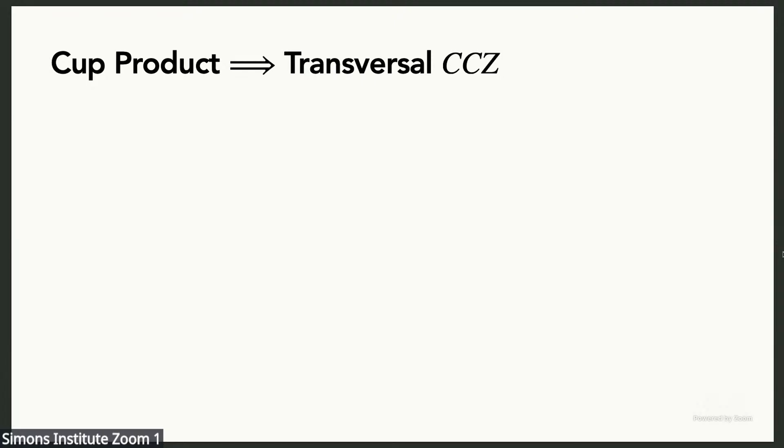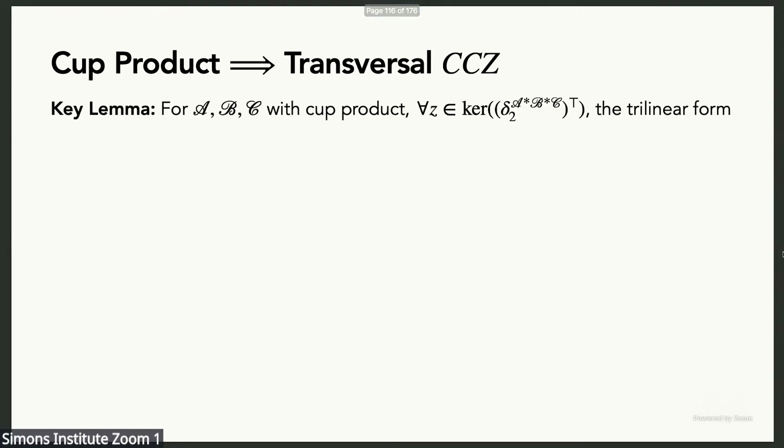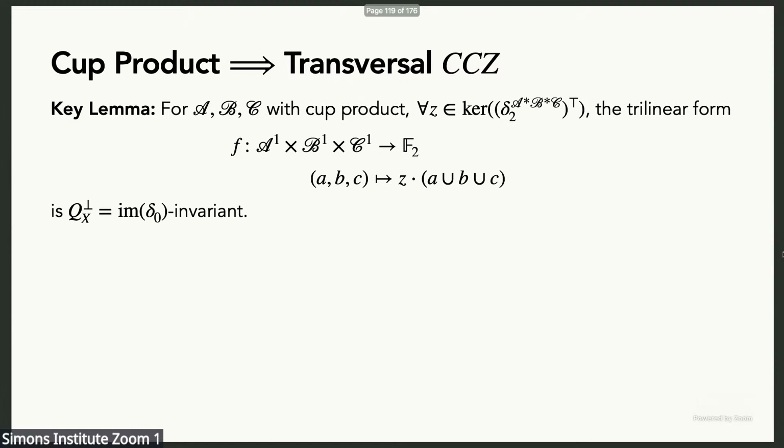Great, so why does the cup product imply a transversal CCZ gate? The key lemma here is that for any cochain complexes A, B, and C with a cup product, and for any element Z lying in the kernel of the transpose of the level 2 coboundary map of the product complex, we have a trilinear form that simply maps A, B, C to A cup B cup C dotted with Z. And this trilinear form is QX perp invariant, where we've placed qubits at level 1 of our cochain complex, so QX perp is the image of delta naught.